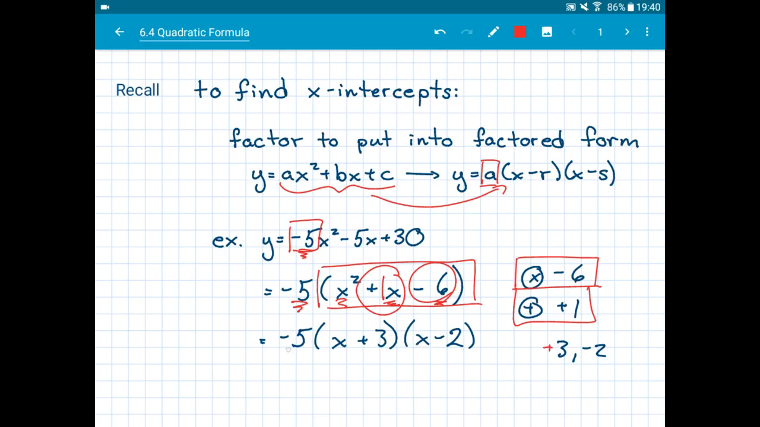So then you get an expression that looks like this in factored form, and that tells us what the x-intercepts have to be. Remembering that it's always the opposite of what you see sign-wise inside the bracket. So we're going to get minus 3 and plus 2. So that's what you do when things work out quite well and the expression's factorable.